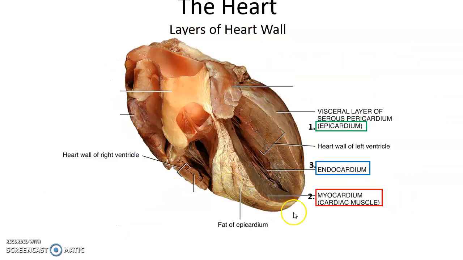Here's another image of a heart that's been cut open. The endocardium, again, is that smooth lining on the inside. The myocardium, the thickest layer with all that cardiac muscle tissue. And then the epicardium, the visceral layer of the pericardium, as well as additional fatty tissue, additional adipose tissue.